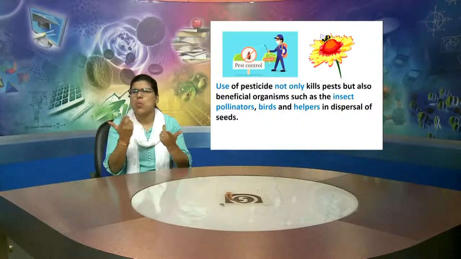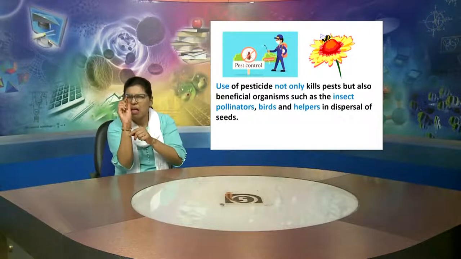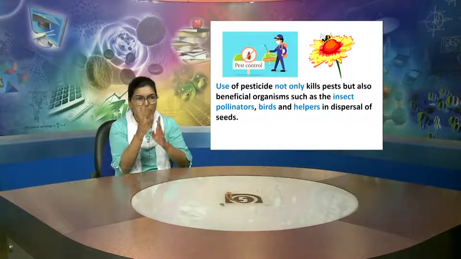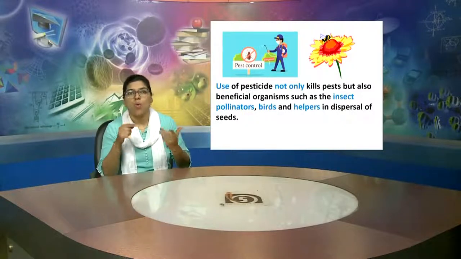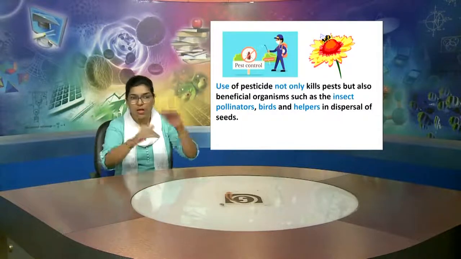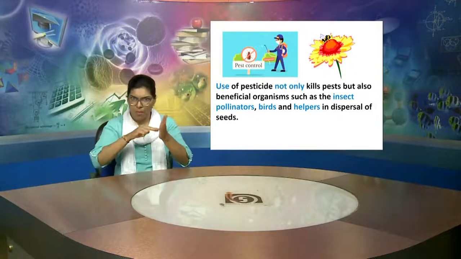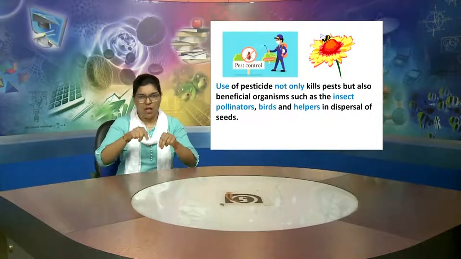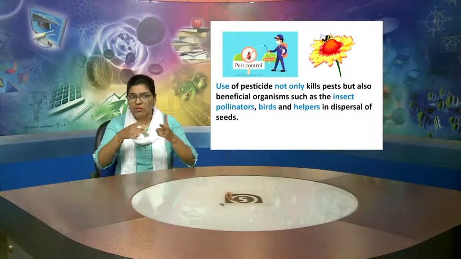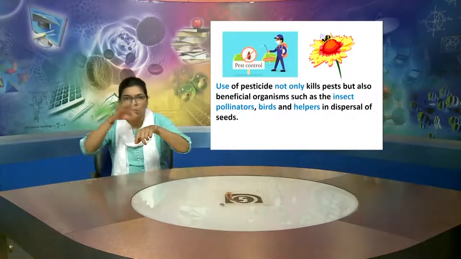Use of pesticides in our crops or in our agriculture work not only kills pests, but it also kills all the other beneficial organisms such as insects, pollinators, birds and helpers, which help in dispersal of seeds naturally.